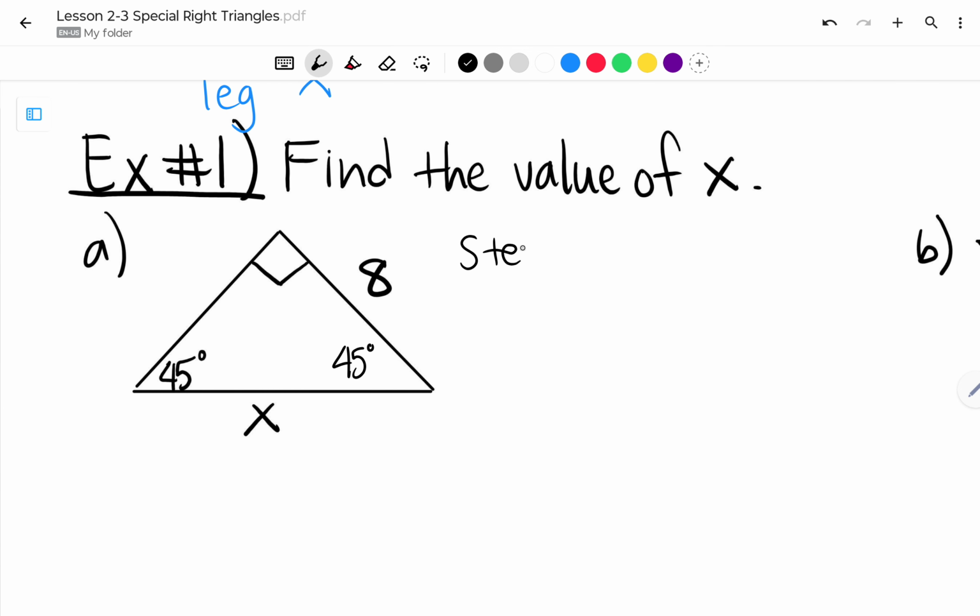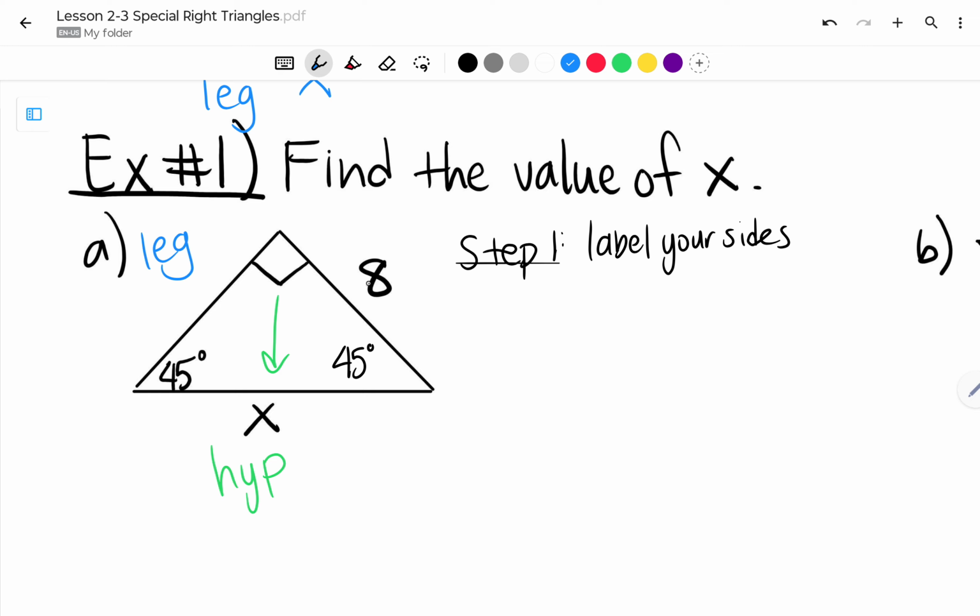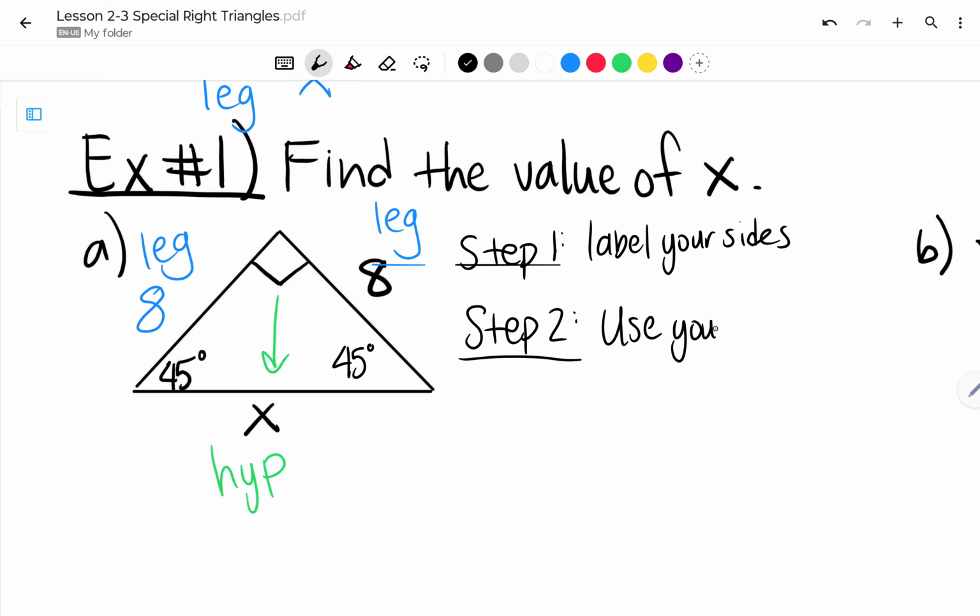These problems are going to follow 2 steps. Step 1, label your sides. I know across the right angle is always your hypotenuse. I know the other 2 sides are your legs. Remember, this is an isosceles triangle. So if this side is 8, it also has to be 8 right here. Okay. And now step 2. Step 2 is use your formula.